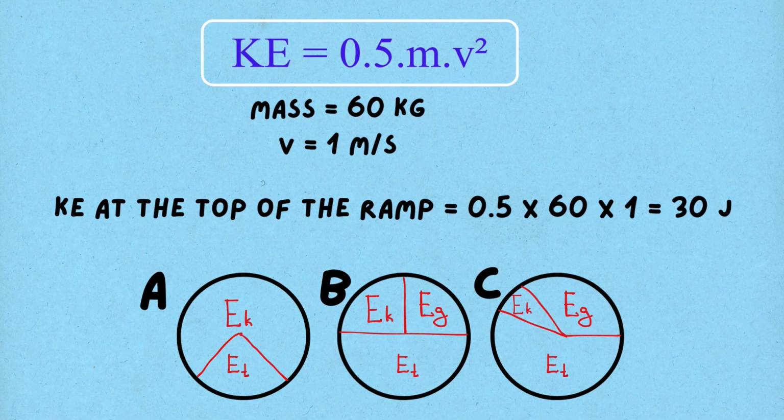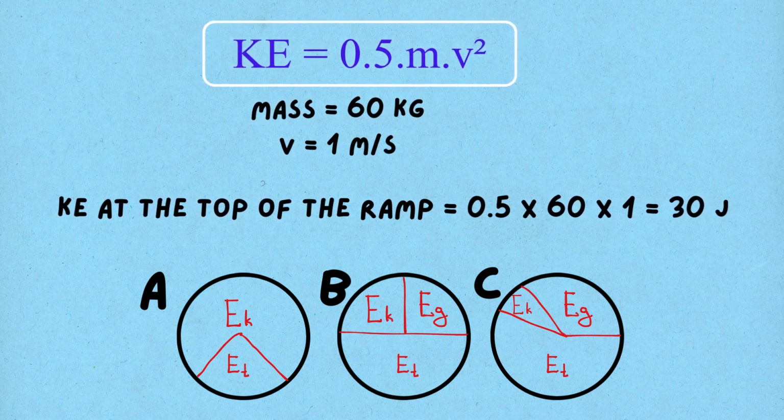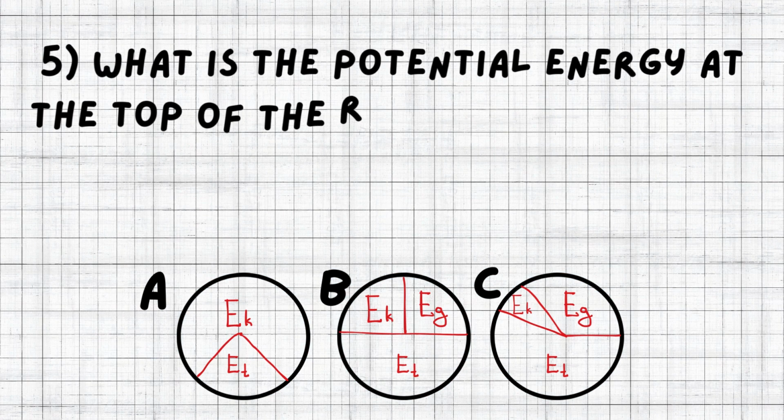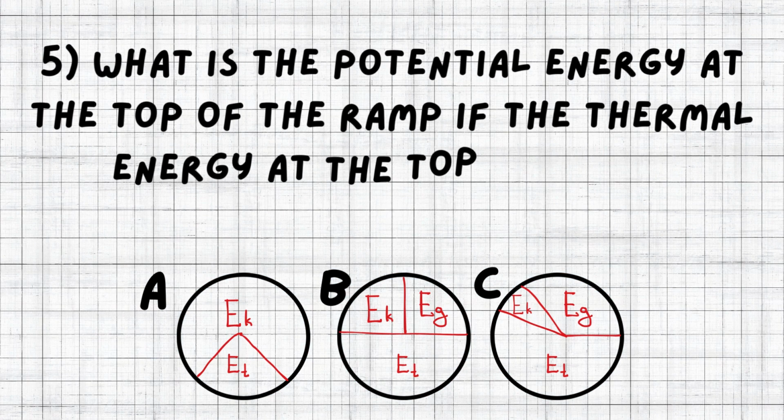Kinetic energy is 1/2 mv squared. Mass is still the same, but the velocity is different. You plug in the values in the formula, and you get the kinetic energy at the top as 30 joules. Next question. What is the potential energy at the top of the ramp if the thermal energy at the top is 200 joules?